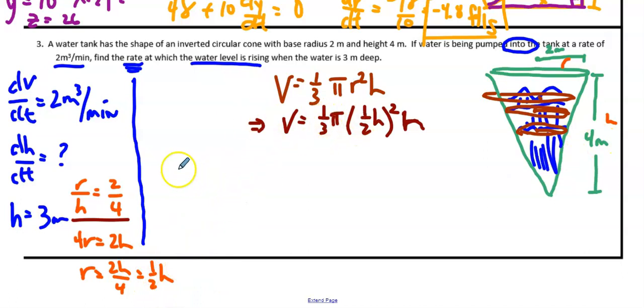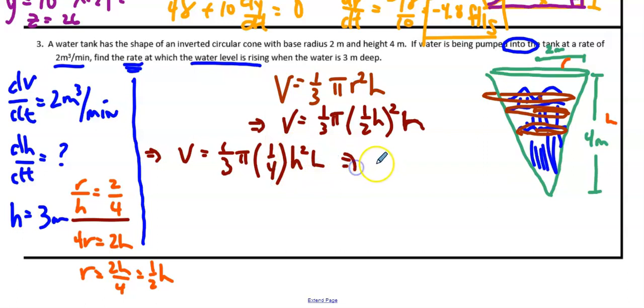Now let's simplify this a little bit more. Notice I'm not taking any derivatives, I'm just simplifying it. So I'm going to get 1/3 pi. This is going to be 1/2 squared, so it's 1/4 h squared, times h. And so our final equation before we start implicitly differentiating is 1/12 pi h cubed.